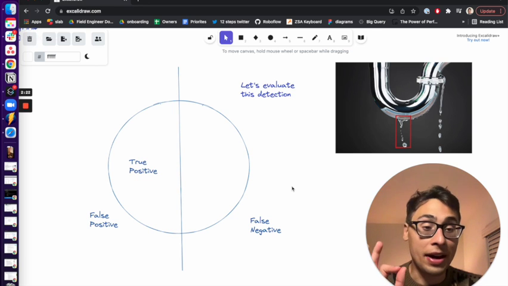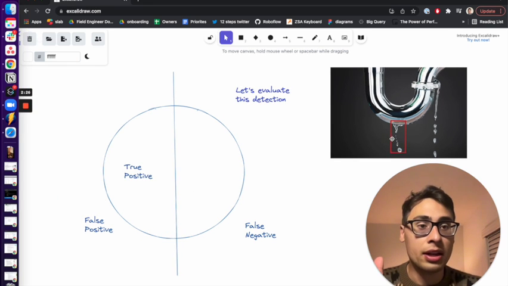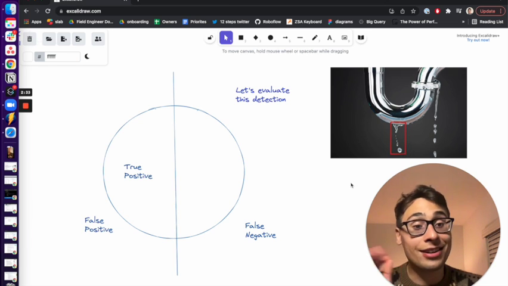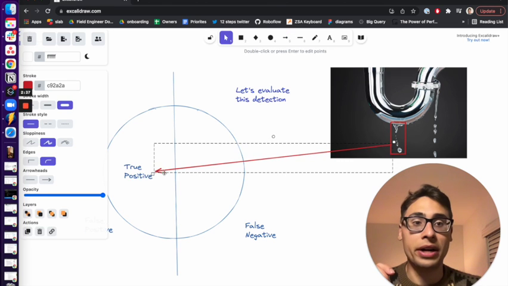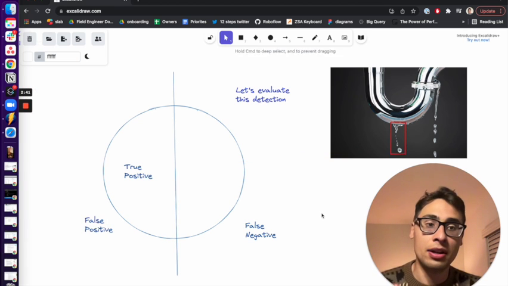Okay, evaluation considerations. True positive. What is a true positive? Notice here I have my leaky pipe detector. This red box represents my detecting bounding box. There is a leak, and I have successfully detected the leak. True positive. The thing I'm looking for happened, and I detected it successfully.